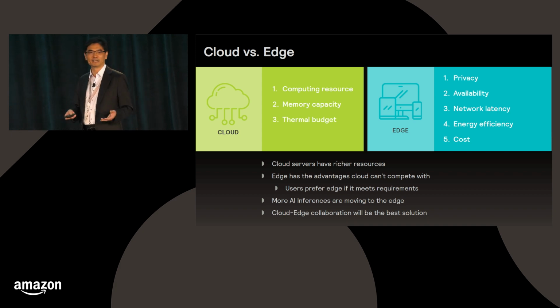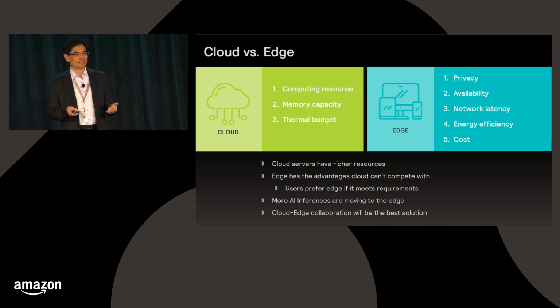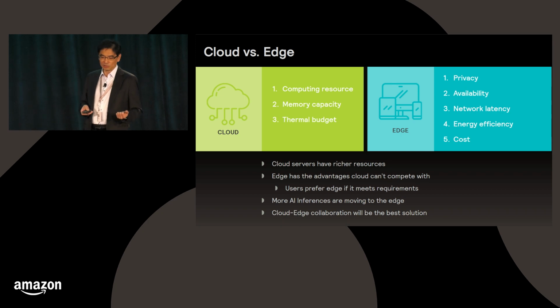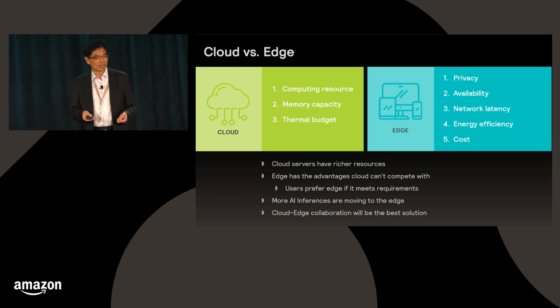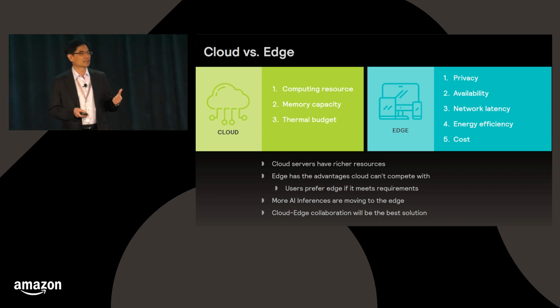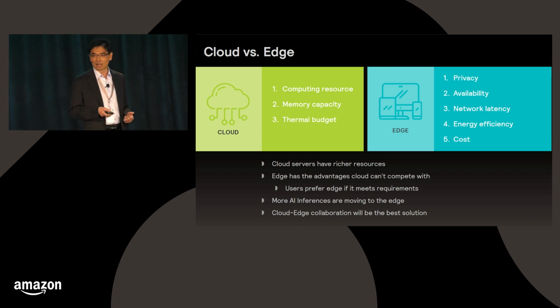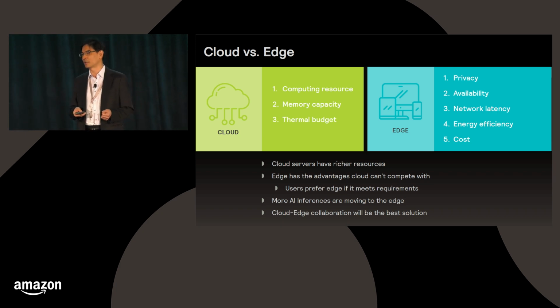For example, we are here. I think you feel that the network latency is awful, right? And also, no network latency can enable real-time applications. And uploading the data from edge to the cloud consumes a huge amount of network traffic and energy. So actually, edge AI is much more cost-effective.